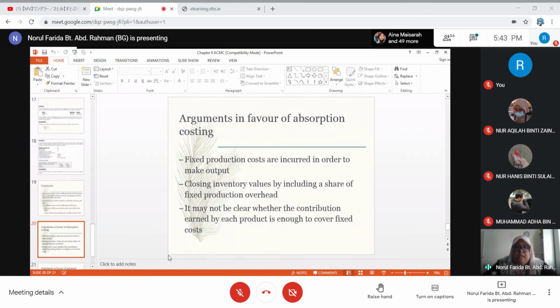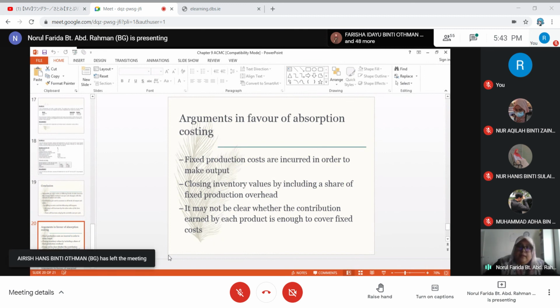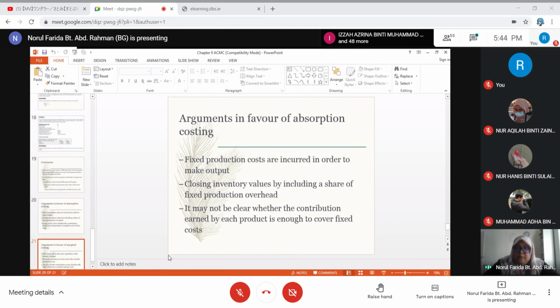So daripada itu, baiklah kita absorb je kita punya fixed production overhead and then kita boleh decide sama ada that product is whether dia adalah profitable ataupun tidak. Okay. So itu arguments in favor of absorption costing.